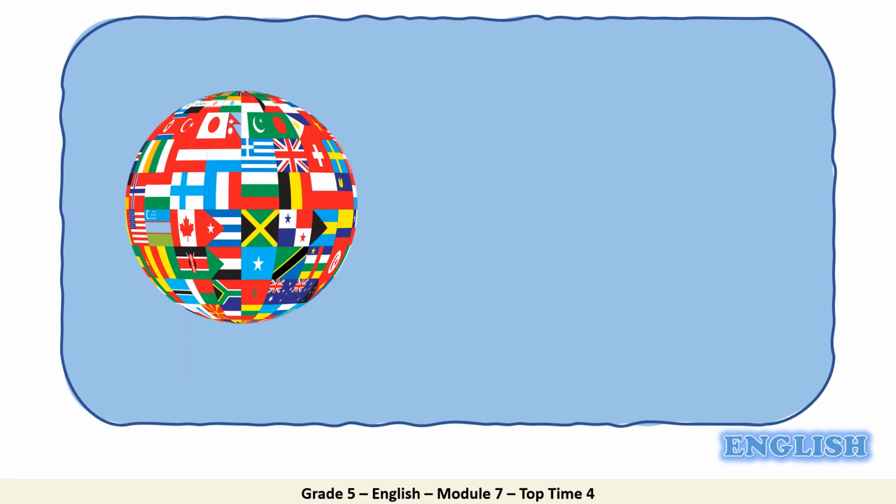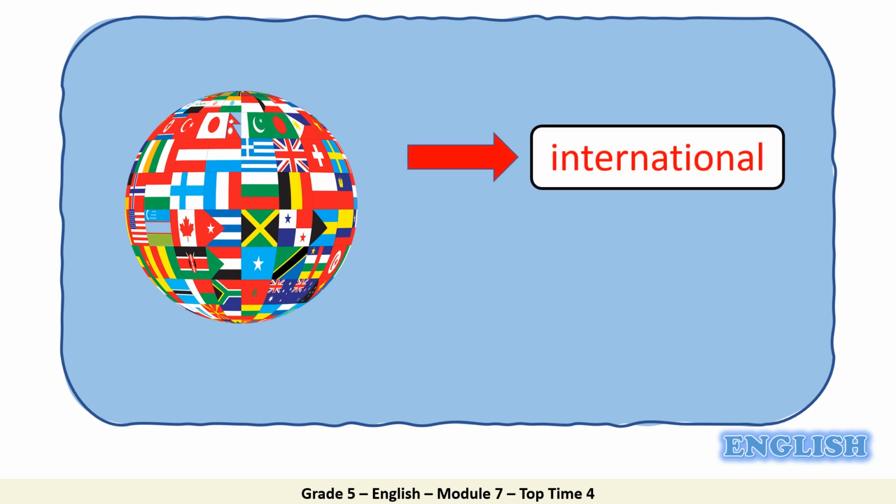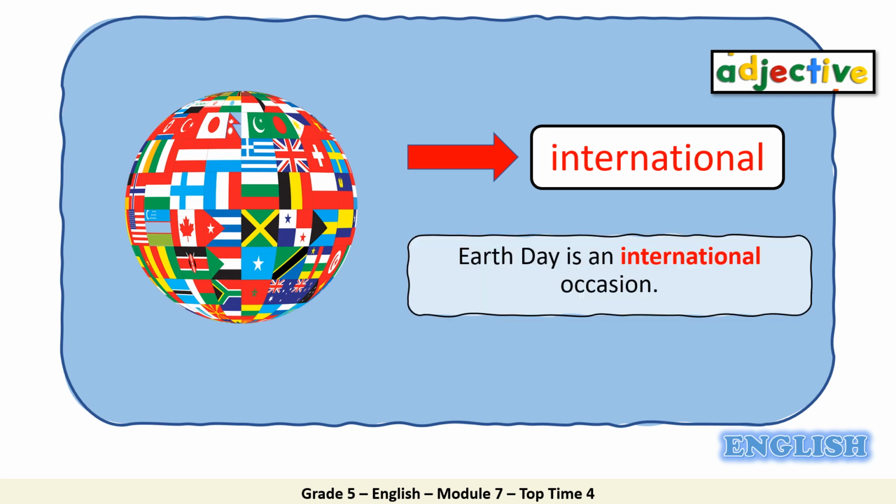This word is the opposite of national. We use this word to describe things or people that are related to more than one nation. The word is international. The word international is an adjective. For example, Earth Day is an international occasion.